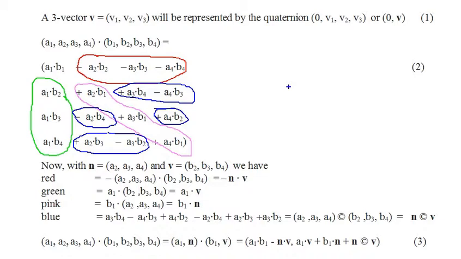Thus, we can write the product of 2 quaternions as shown in line 3. That is, the product of quaternions (a1, vector n) and (b1, vector v) is a1 times b1 minus the dot product of n and v, followed by the sum of a1 times v, b1 times n, and the cross product of n and v. With this formula and a little geometry, we'll be able to show how quaternions can be used to rotate vectors in 3 space.